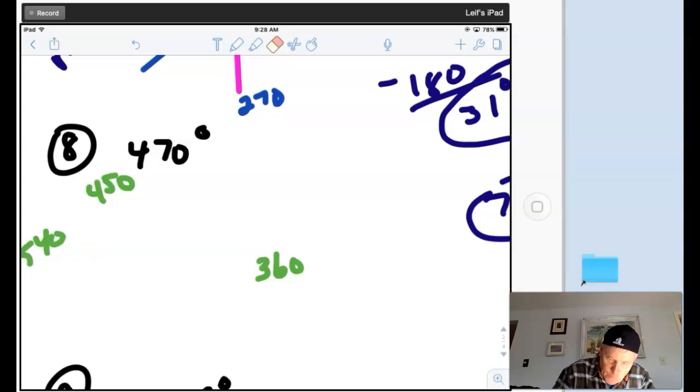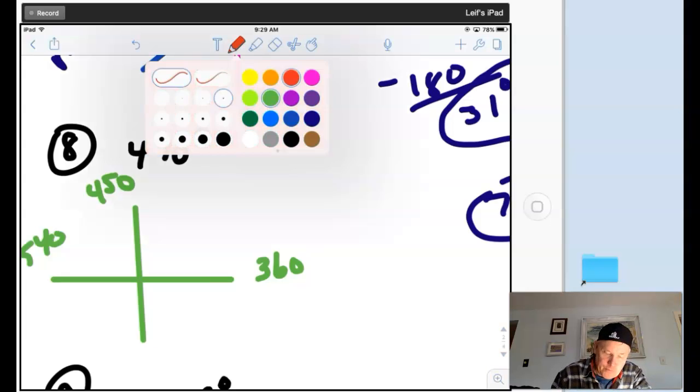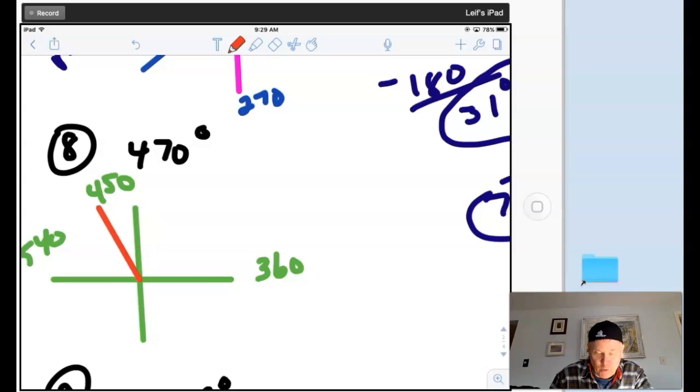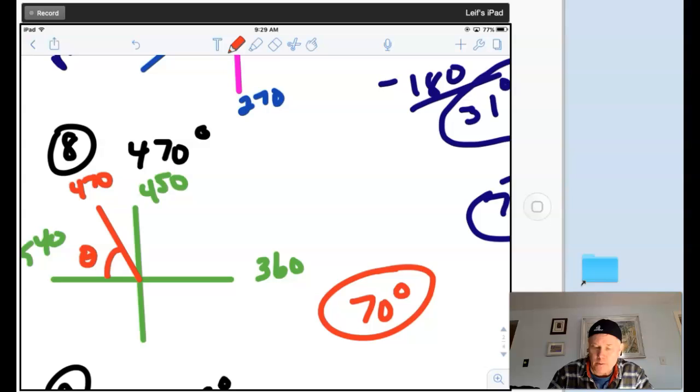This one's weird because it went around more than once around the circle. However, I know that 470 is between 450 and 540, which means it's up here. Right? Now remember, the reference angle is always to the x-axis, the shortest distance to the x-axis. So that's my reference angle. Which means if I subtract 470 and 450, sorry, 470 from 540, I'll get my reference angle. So if I subtract those two, I get 70 degrees, and that's what my reference angle is. Okay.